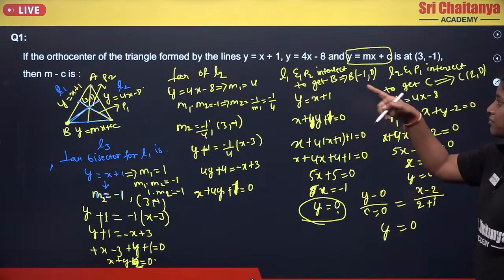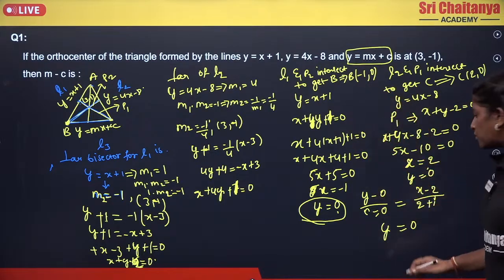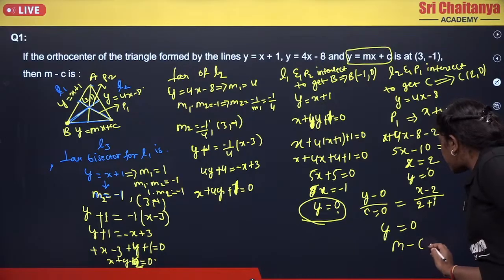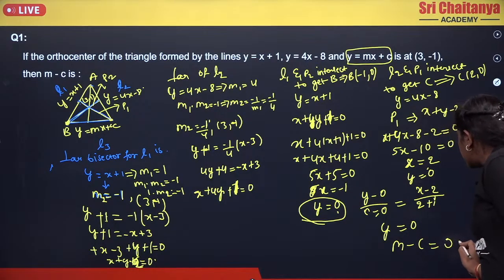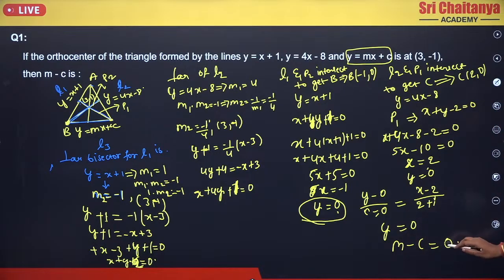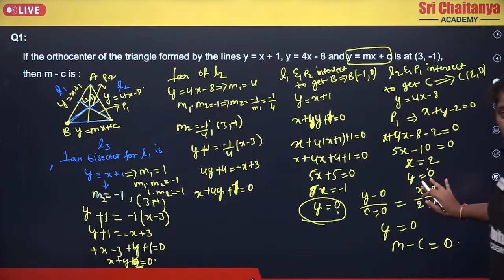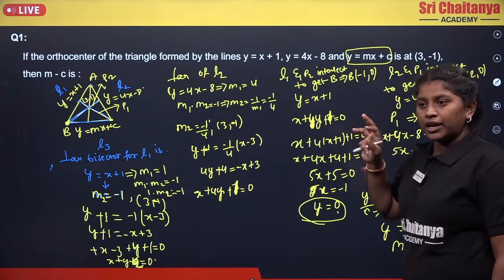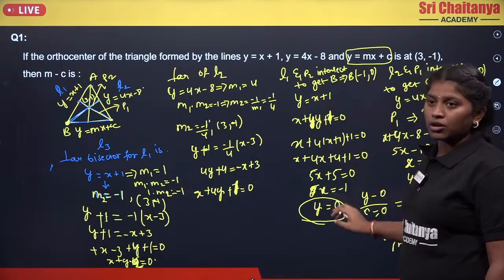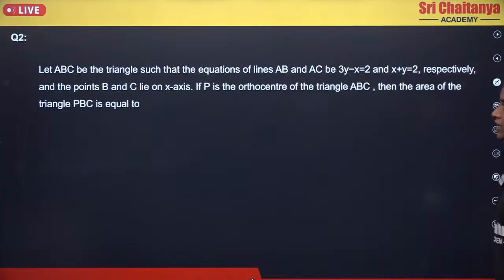It means our m value is 0 and c value will also be 0. So finally we will be getting m minus c equals 0. Clear, everyone? So this is how we are going to solve if they give any problem that is related to your orthocenter. Now let's solve the next one.